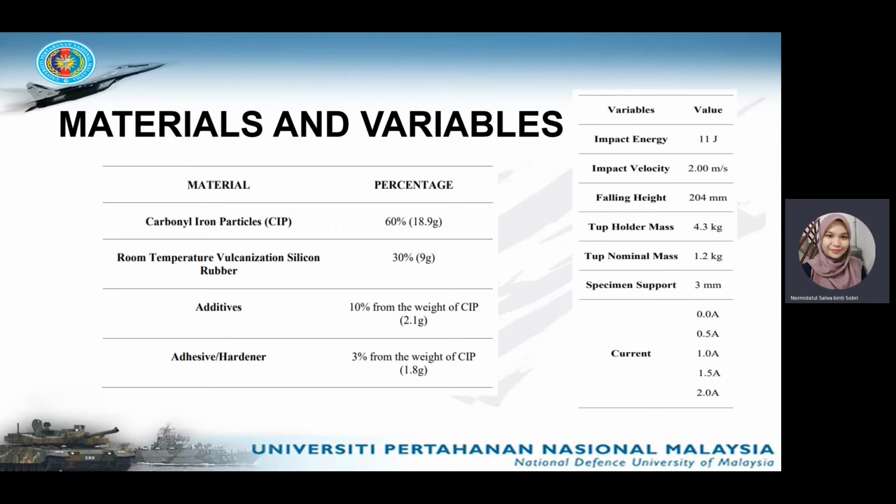The next one is the variables for the drop impact test. The impact energy is 11 joules, and the impact velocity is 2 meters per second. The falling height is 204 millimeters, and the tub holder mass is 4.3 kg. The tub nominal mass is 1.2 kg, the specimen support is 3 mm, and the varying current is 0 to 2 amperes with 0.5 step.